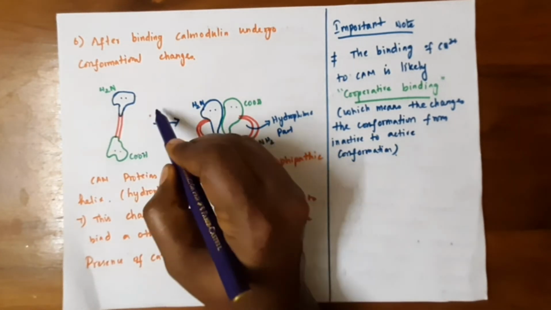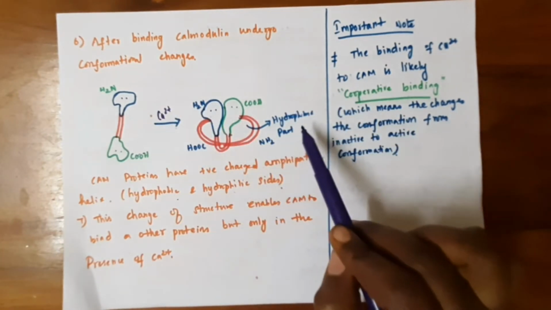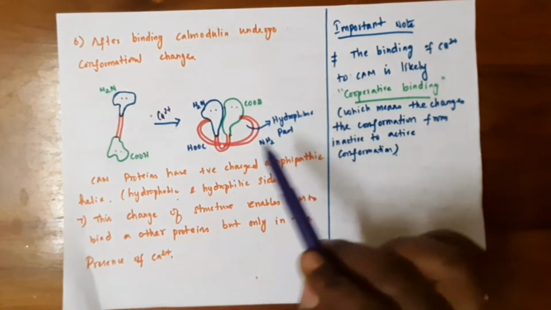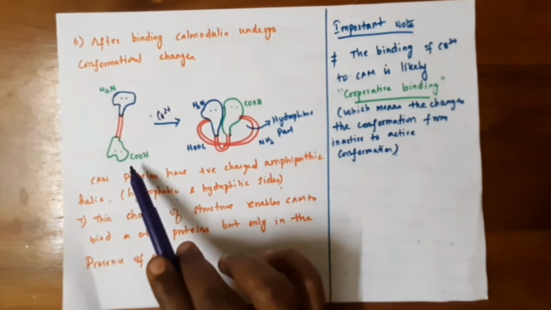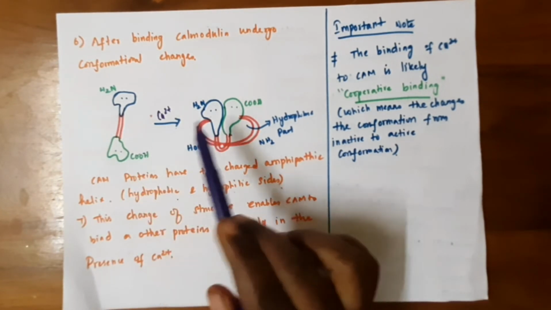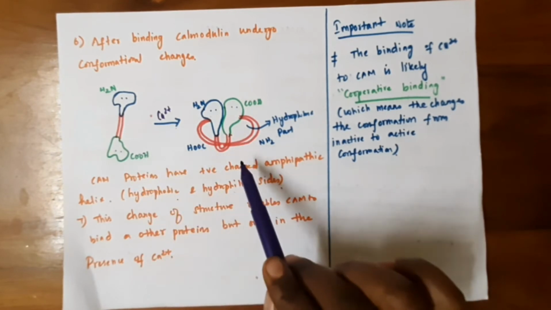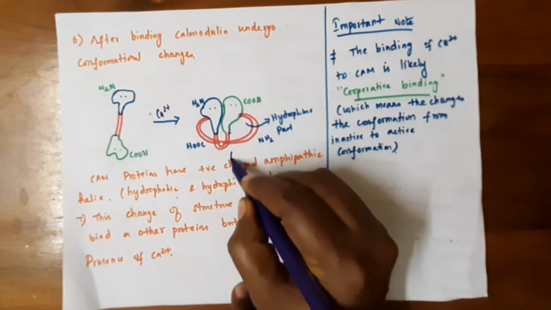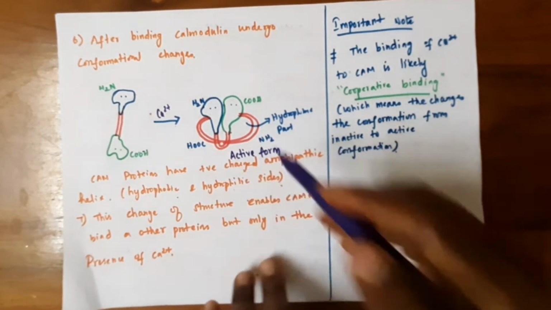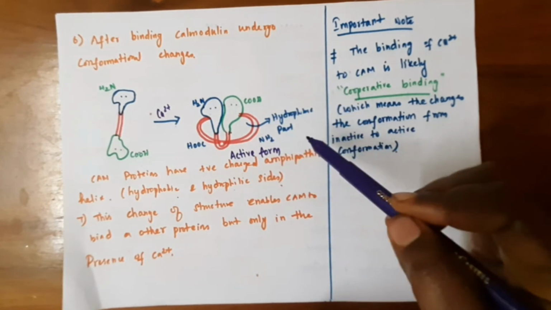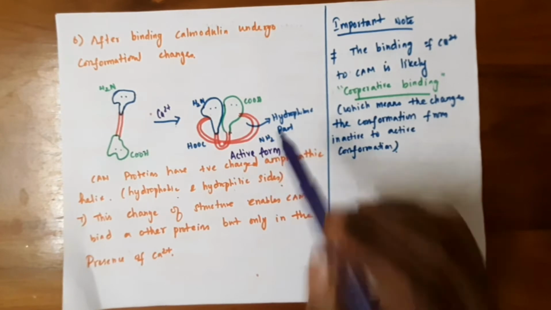After binding with calcium 2 plus, it creates a hydrophobic part on the protein molecule. It undergoes a conformational change and is converted into an active form. So calcium 2 plus creates a hydrophobic part on the calcium modulator protein surface.